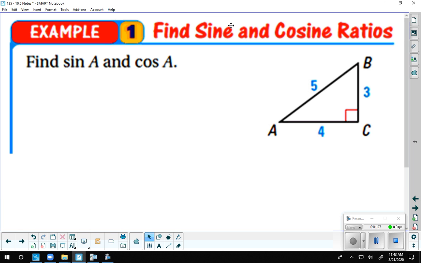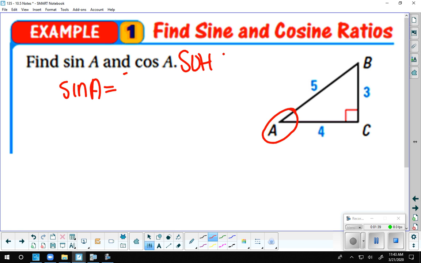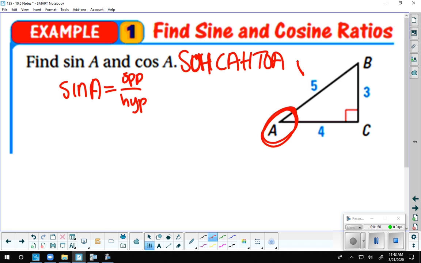So, find the sine of A and cosine of A. Remember, A is the angle. If I'm looking at angle A, I'm going to write out SOHCAHTOA. The sine is opposite over hypotenuse. So let's label our sides. The hypotenuse is across from the 90-degree angle, and that one's always the easiest to recognize first. Opposite is across from the angle, and then the adjacent is the remaining one. So my opposite side is 3 and my adjacent side is 4. So the sine of A is 3 over 4.